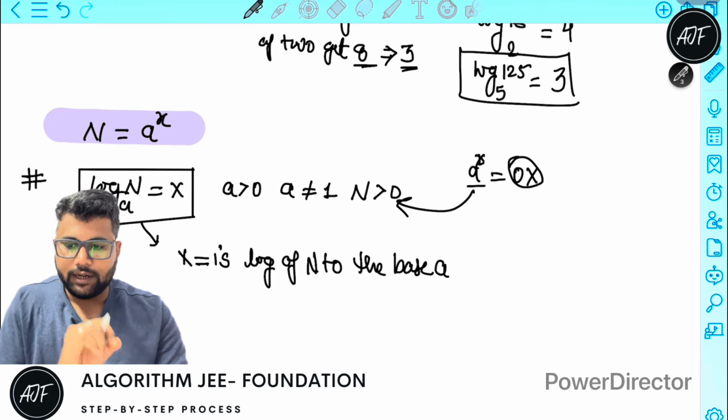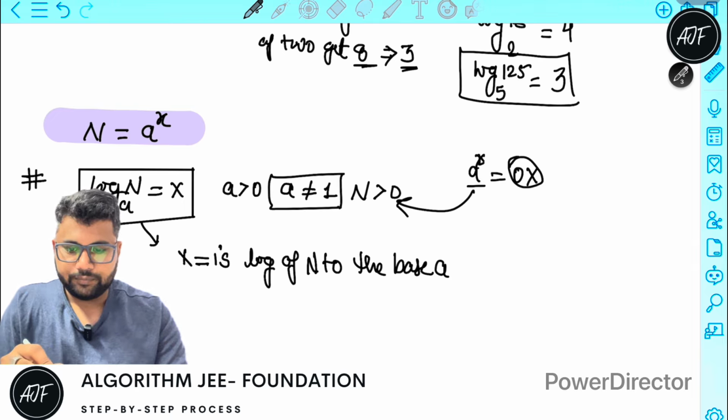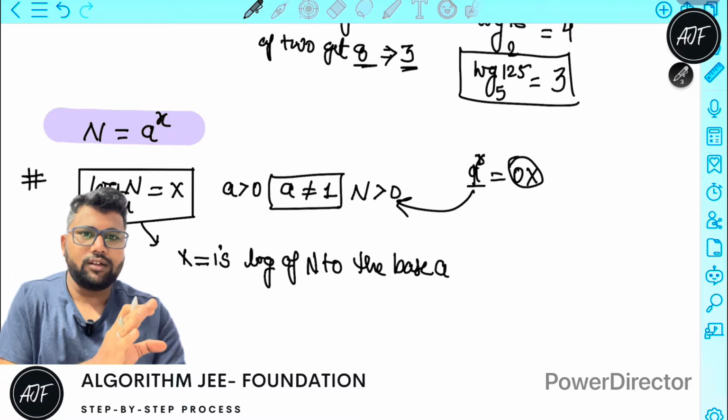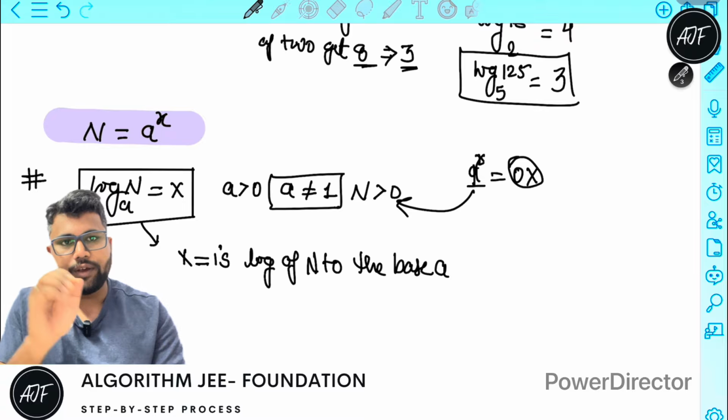As for the second condition, why can a not be 1? Suppose you use 1: 1 to any power is always 1, whatever the power.